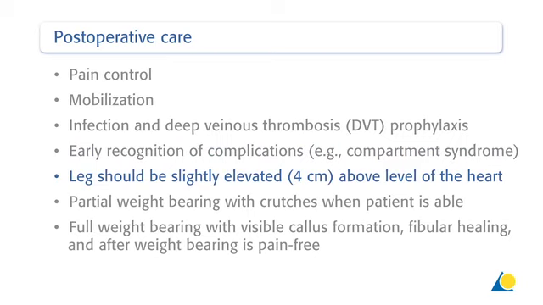The patient's leg should be slightly elevated, approximately 4 centimeters above the level of the heart. This maintains perfusion while helping to avoid swelling. As soon as the patient is able, partial weight-bearing with crutches is started. Unrestricted weight-bearing should be delayed until fracture callus is visible, fibular healing is evident, and weight-bearing is pain-free.